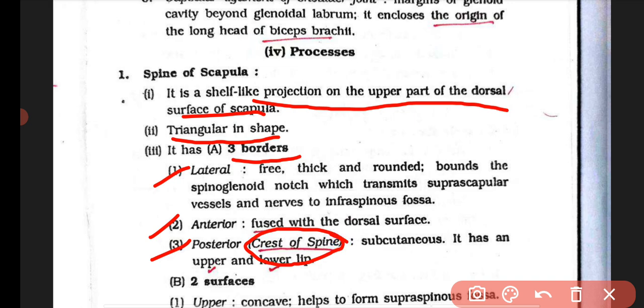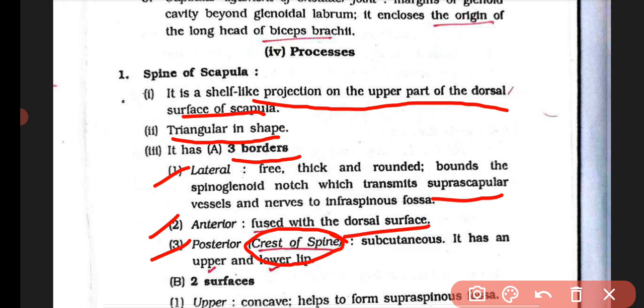Okay. The lateral border is free, thick and rounded, and bounds the spinoglenoid notch, which transmits the suprascapular vessels and nerves into the infraspinous fossa. The anterior border is fused with the dorsal surface.